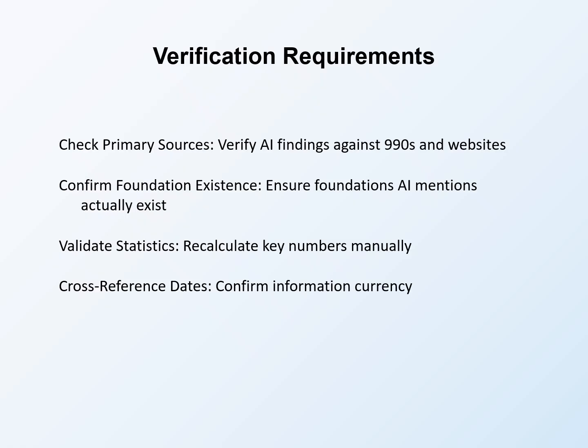Validate statistics by recalculating key numbers manually. If AI says the median grant is $35,000, spot check by examining actual grants. Calculation errors in key statistics could misguide your approach. Cross-reference dates by confirming information currency. If AI provides information, ask where it came from and when. Check whether current sources confirm what AI reported. Information from years ago may no longer be accurate.